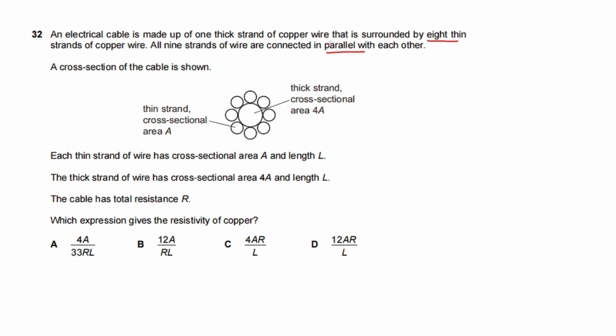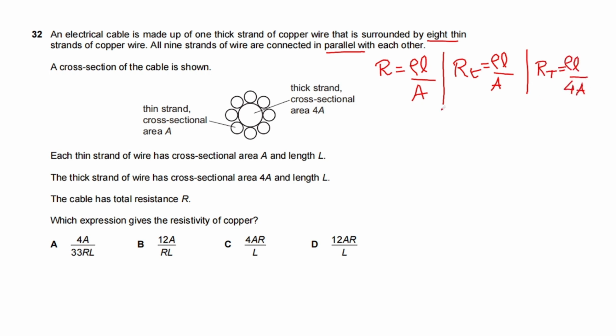In this question, the point to be noted is that the 9 strands are connected in parallel. The resistance has the formula rho L by A. For the thin wire, the resistance is rho L by A, and for the thick wire, it is rho L by 4A, since the area of cross section is 4A.